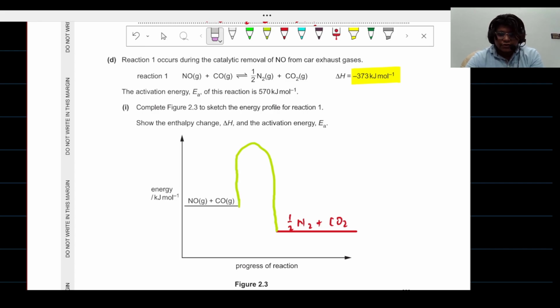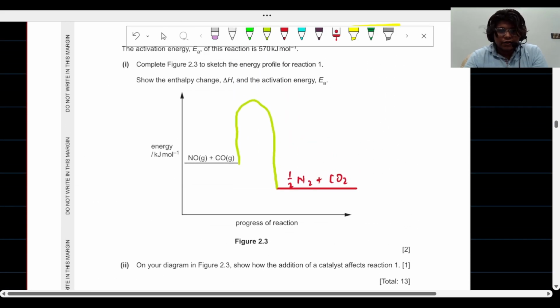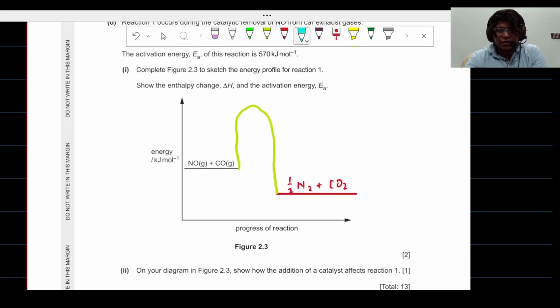Just remove the arrows. It is just to show that the activation energy is greater than your enthalpy change and opposite in direction also. Because you know the values, this should reflect in your energy profile diagram. Now we need to label it, showing the enthalpy change and the activation energy. This would be your activation energy right here, EA, and this would be your enthalpy change, delta H.